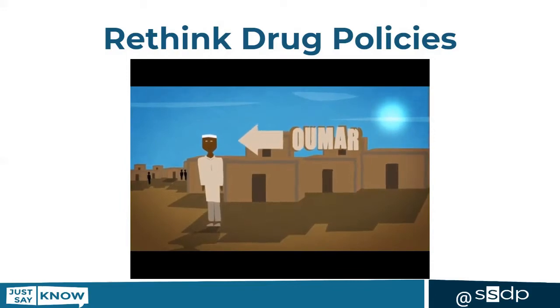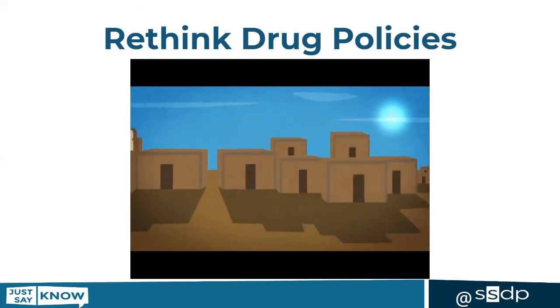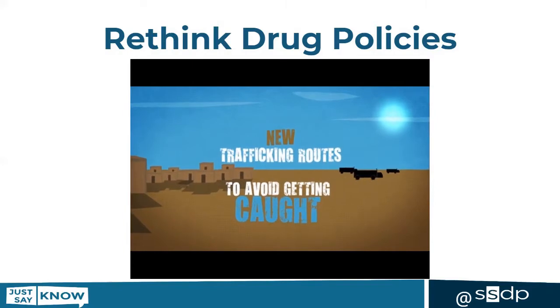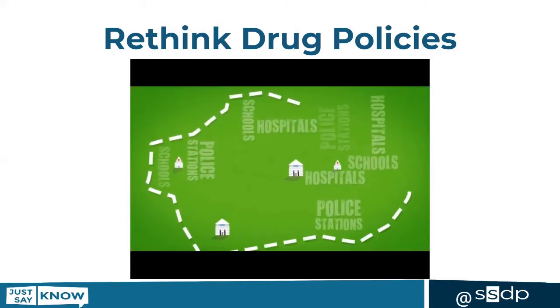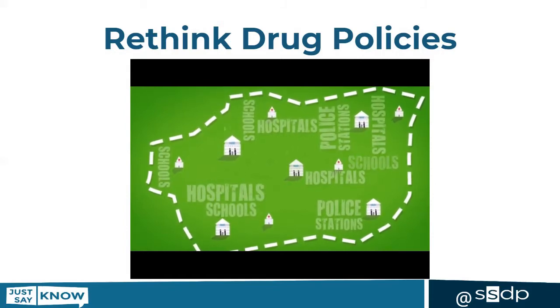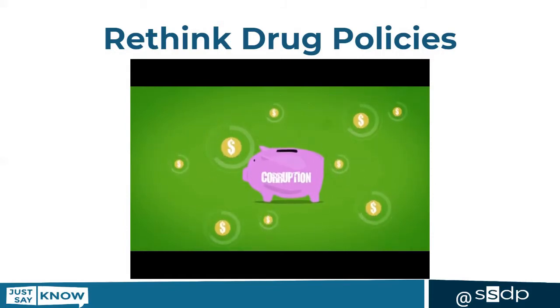This is Umar. The same trafficking groups have started transporting drugs through his country to avoid getting caught on other routes. Now they use the money from illegally trafficking drugs to bribe the government, which costs Umar's whole country dearly.